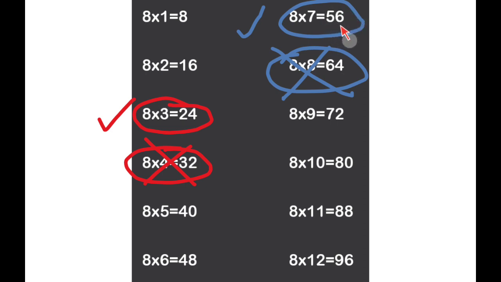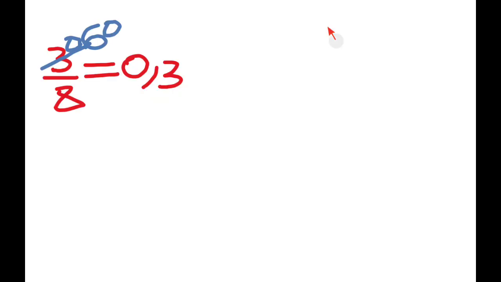60 minus 56, that's 4. So it leaves a remainder. It goes 7 times and leaves a remainder of 4. The 7 we write here, and the remainder 4 we write over here. So we cross off the 60 and we write 4, but we must add a little 0. Now it changes into 40.